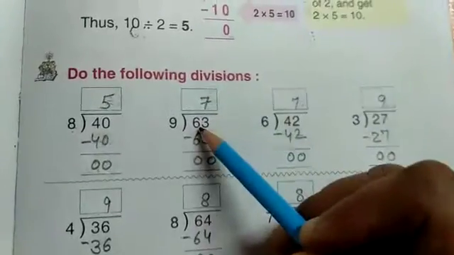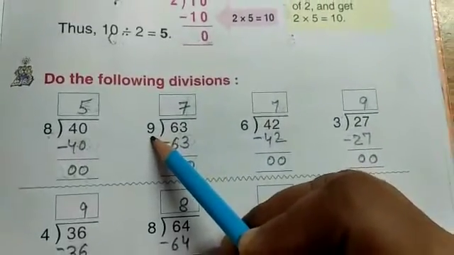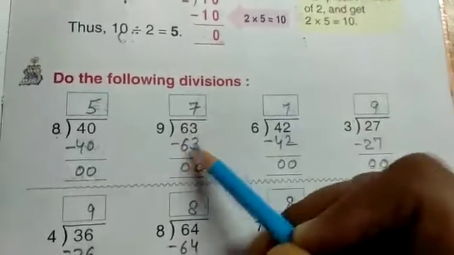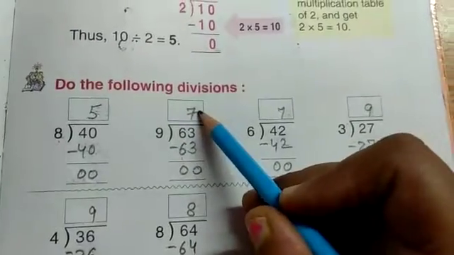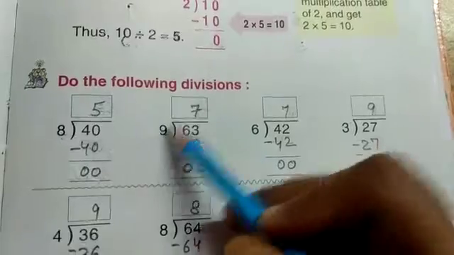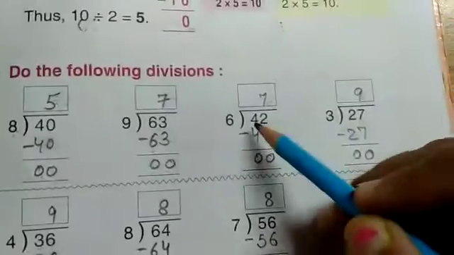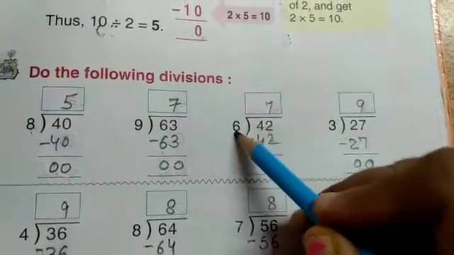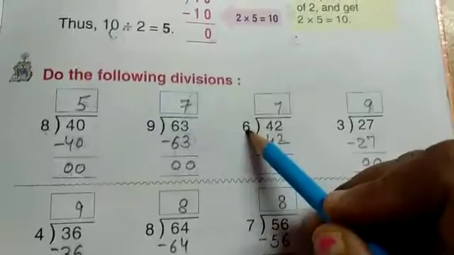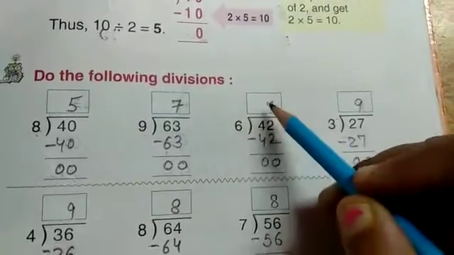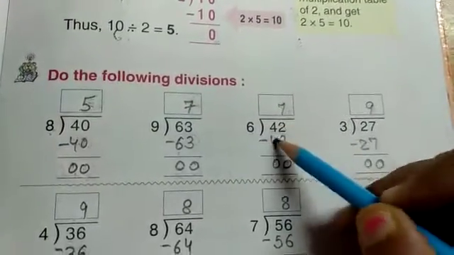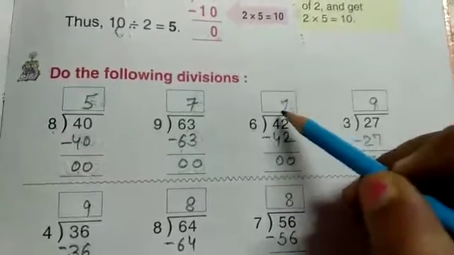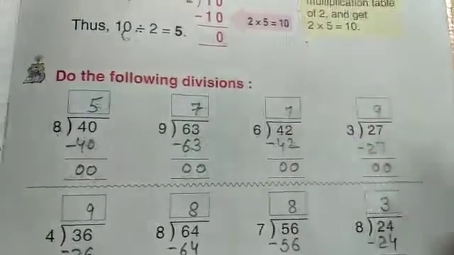Now here you have to divide 63 by 9. Okay, children, so 9 7s are 63. Again, you will get nothing as the answer. And this 7 is the quotient. Again, you have to divide here 42 by 6. You have to again say the table of 6 in your mind. 6 7s are 42. 2 minus 2 is 0. 4 minus 4 is 0. Okay, this is the answer to this question.